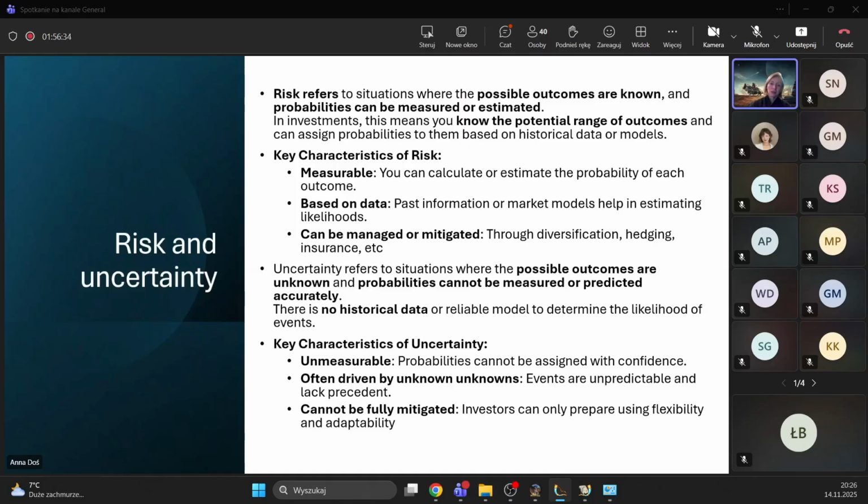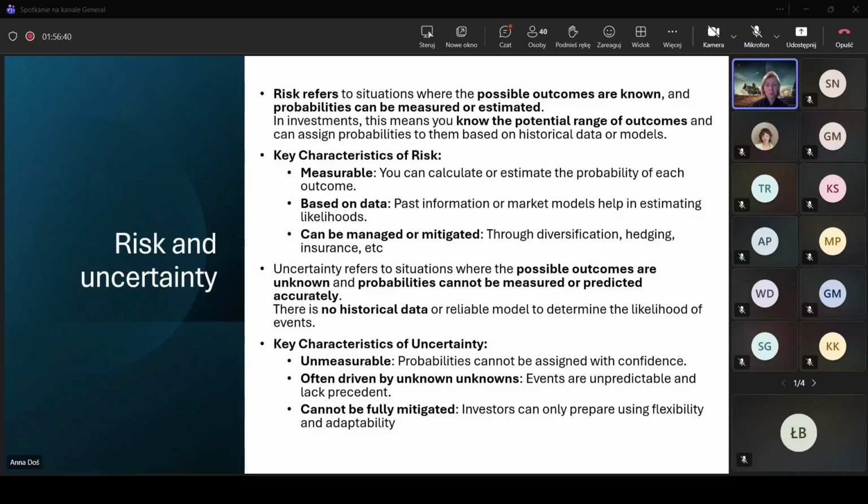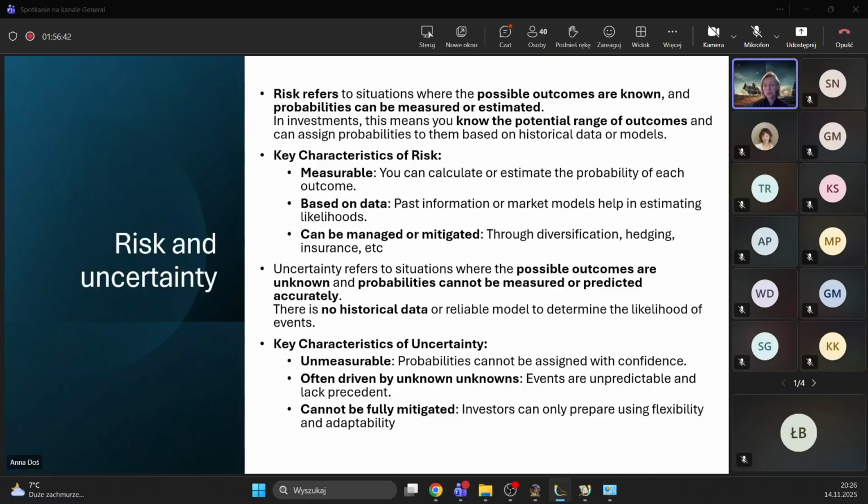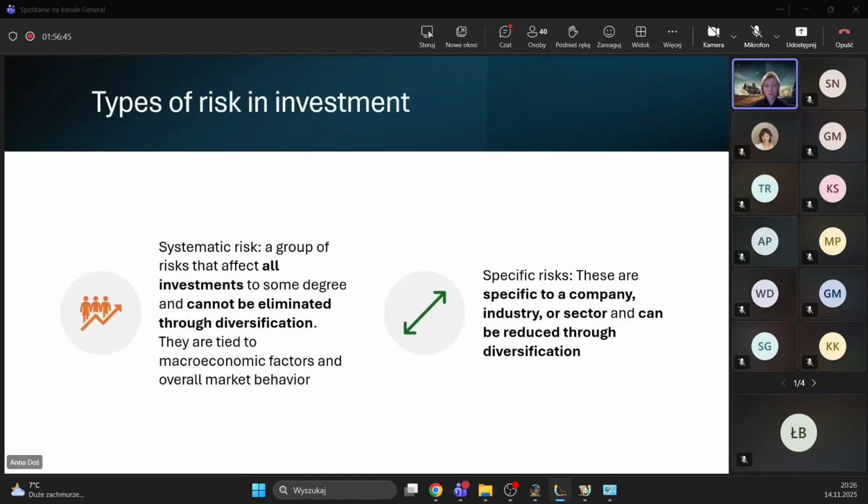So in our course, we will focus on risk, remembering that there is uncertainty. However, we do not address uncertainty in our course. So we have to distinguish two very important types of risk in investment. One is called systematic risk, and the other is called specific risk.